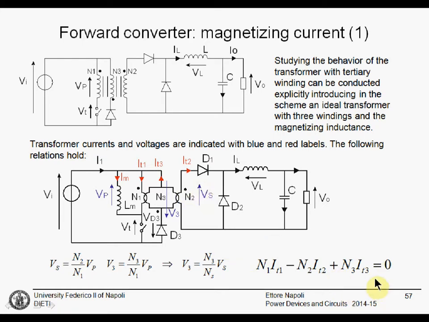From this equation, however, we can obtain that, for example, if IT2 is 0, IT3 is equal to minus IT1 multiplied by N1 divided by N3. And if IT3 is 0, IT2 is equal to IT1 multiplied by N1 divided by N2. These are the cases that interest us, because we will have a current flowing here that will flow on the other side, and when IT2 is 0, we will have a current IT1 and a current IT3.